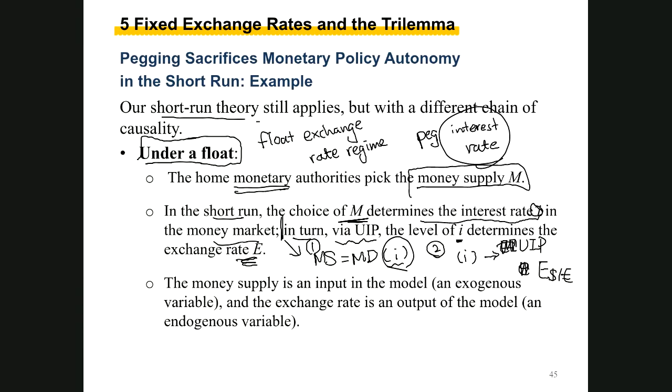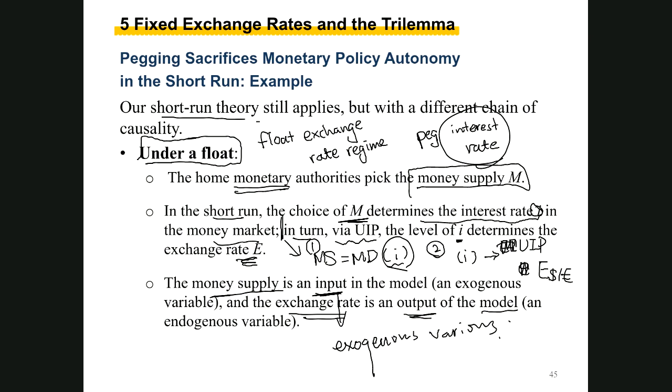So the money supply is the input. What's the input called? It's the exogenous variable, right? In the model, the exchange rate is the output of the model. So the government under the float regime, which most countries use right now, controls its monetary policy, because each country has its central bank. They print their money at their will, right?